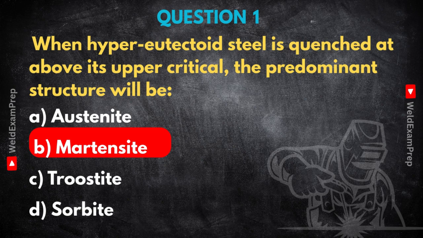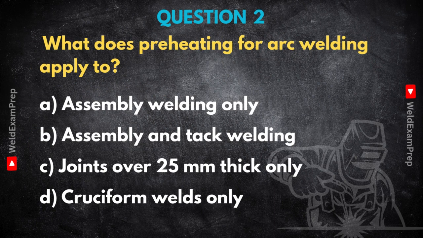Makes sense. And speaking of preventing problems, the next question hits on preheating. Question 2. What does preheating for arc welding apply to? A, assembly welding only. B, assembly and tack welding. C, joints over 25 millimeter thick only. D, cruciform welds only. This one feels a bit more straightforward, but maybe there's a catch.